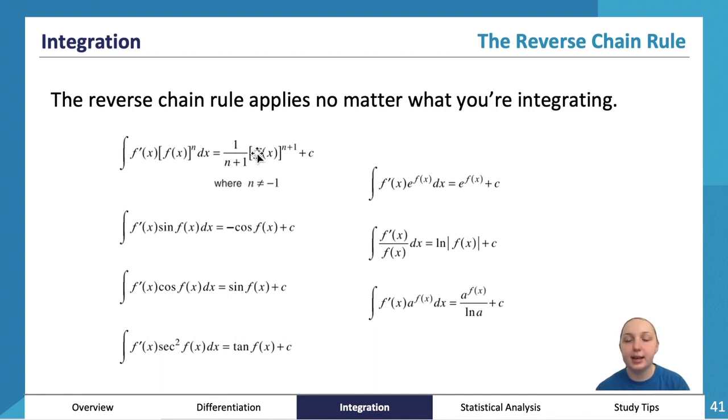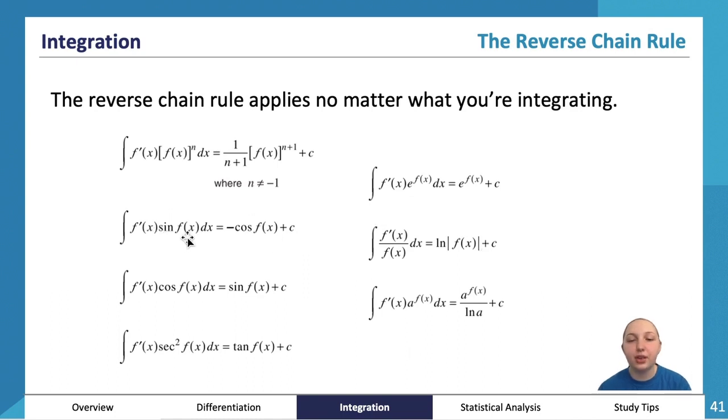Okay, so that's going to be 1 over n plus 1 multiplied by f(x) to the power n plus 1, plus c. In order to be able to do the integration, we have to make sure that this f(x), its derivative, is already on the outside. Same thing goes for all of our trig integration and our exponential integration as well.